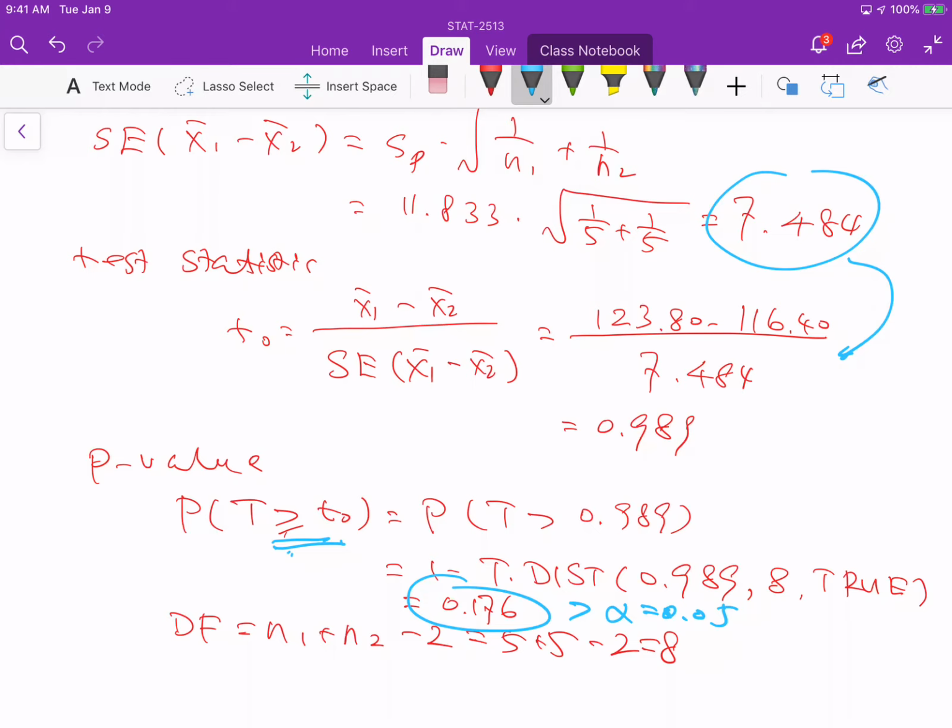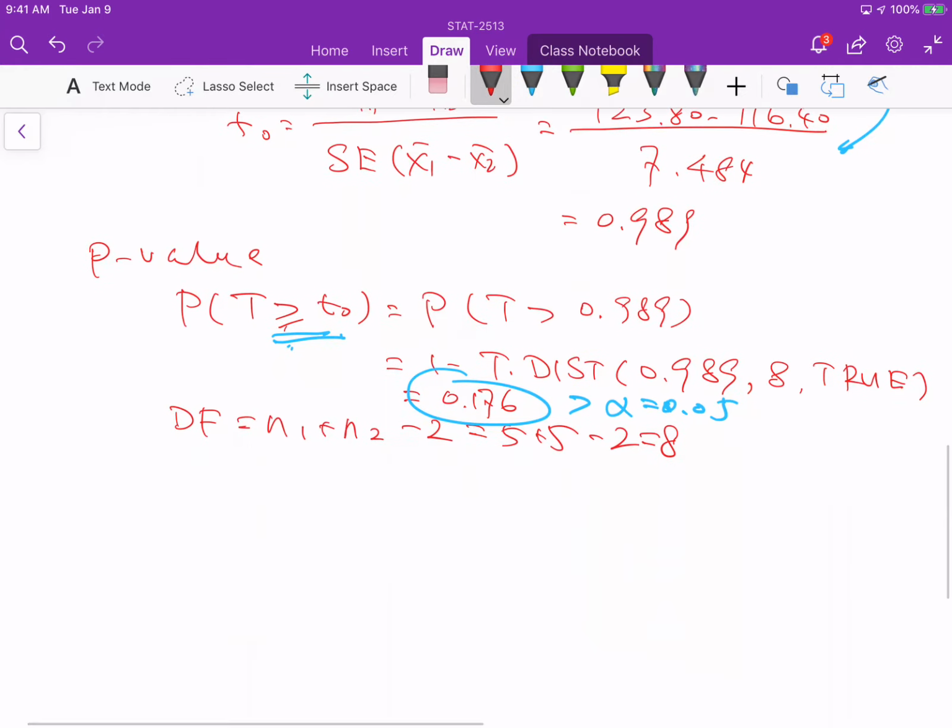And we can also get the confidence interval. The 95% confidence interval for the difference of means will be x1 bar minus x2 bar plus or minus the critical value times the standard error. We can get the x1 bar and x2 bar values from the problem. So this is 123.80 minus 116.40 plus or minus the critical value.